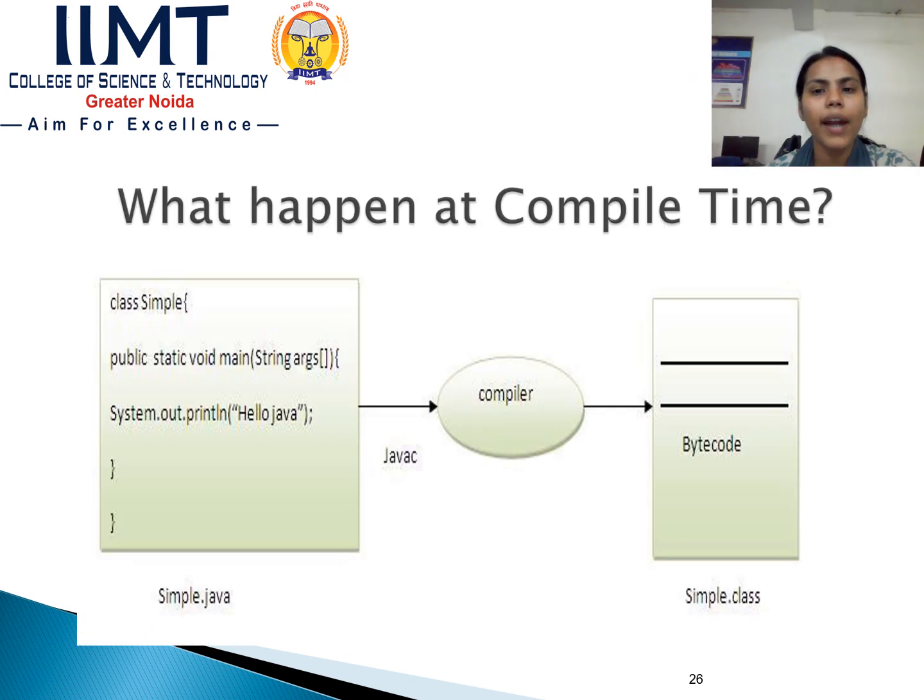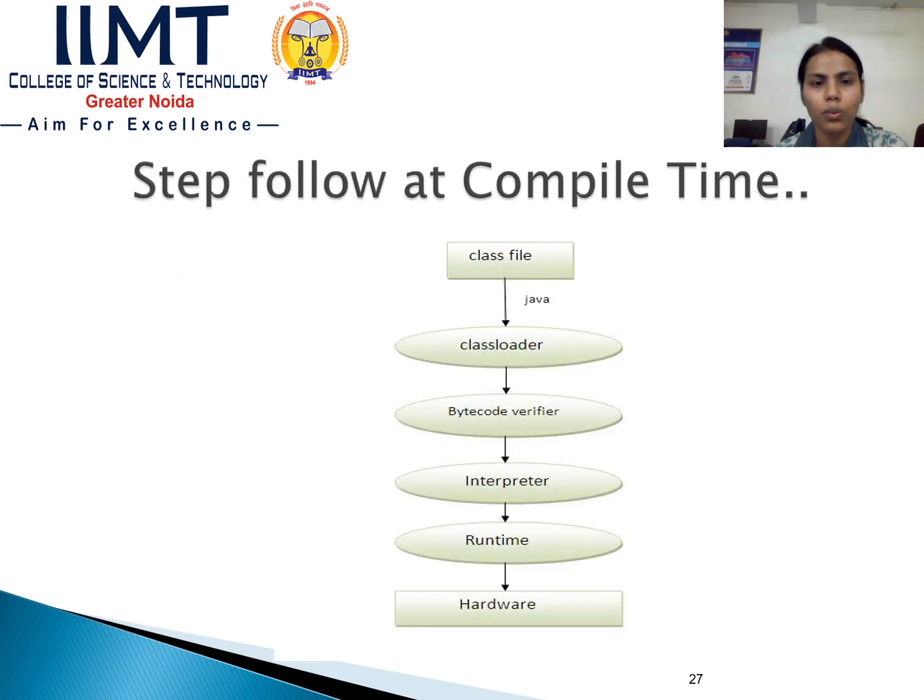Now what happened at compile time? Class Simple, public static void main(String[] args), System.out.println("Hello Java"). The javac compiler produces bytecode. Steps followed at compile time: class file, Java class loader, bytecode verifier, interpreter, runtime and hardware.